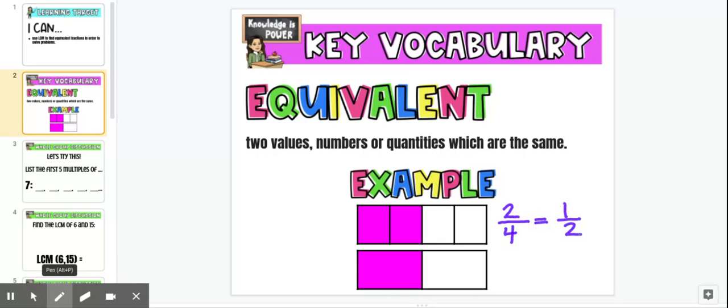The reason that I can say that these are equal is because they're the same. They're the same size, right? The fraction strips are the same size, and they're both shaded equally. So if I laid these two fraction strips on top of each other, they look the same.